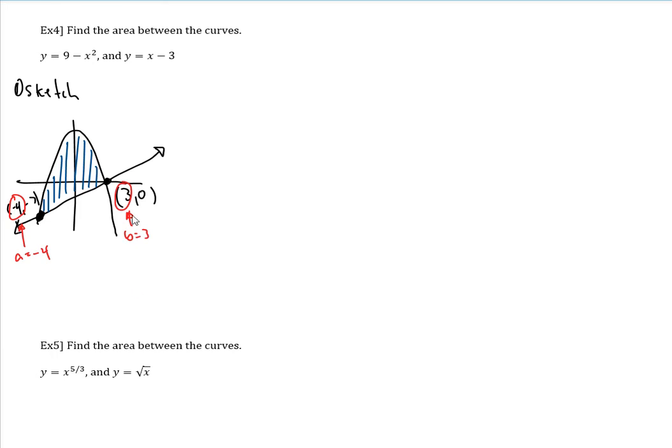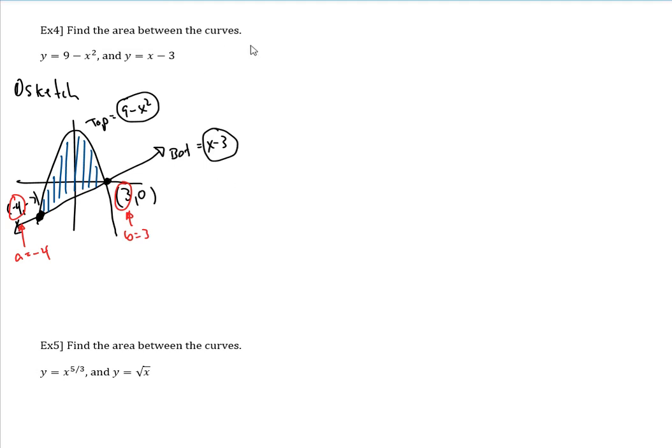The parabola in our picture was the top. So top is 9 minus x squared. And then the bottom is the x minus 3. Okay, so those are the two functions that we'll use. I'm just going to go ahead and circle them in our whole setup. So we have the integral where it begins and where it ends, and then the two functions that will be subtracted.